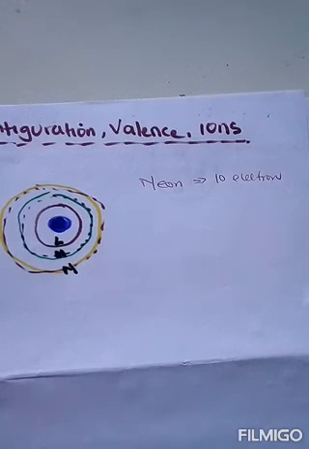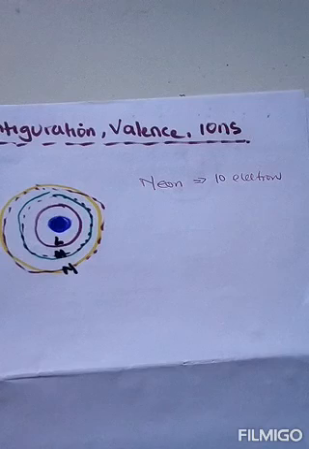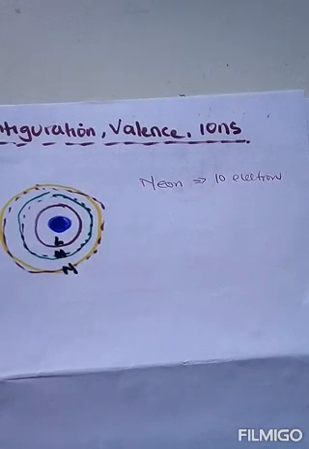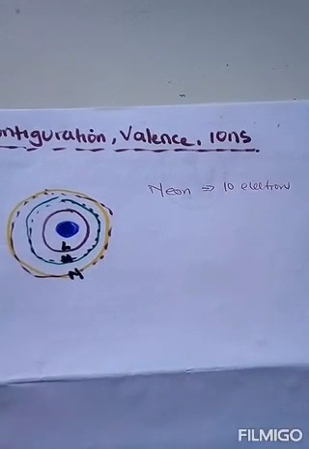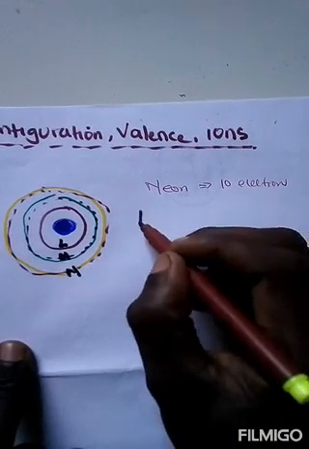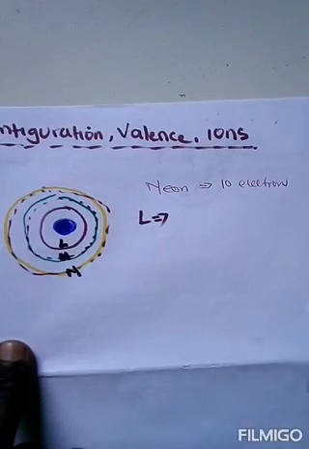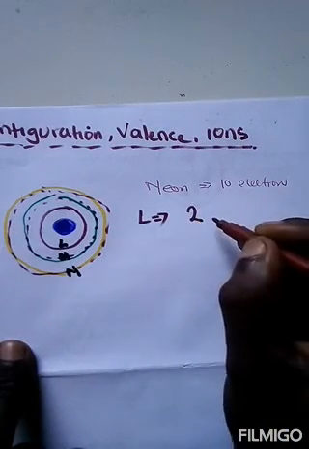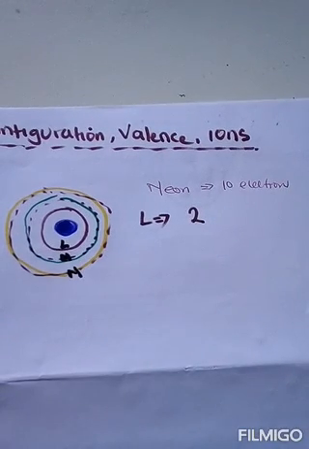every shell has a specific number of electrons it can accommodate. It has a specific capacity, like every shell has a specific space. That space corresponds to how many electrons it can accommodate. So let's say, for instance, we have the first shell. The first shell is shell L. Shell L can only accommodate a maximum of 2 electrons. You have to understand this. When I say maximum, it means you can't exceed 2. Even when you have 3 electrons, you can only put 2.